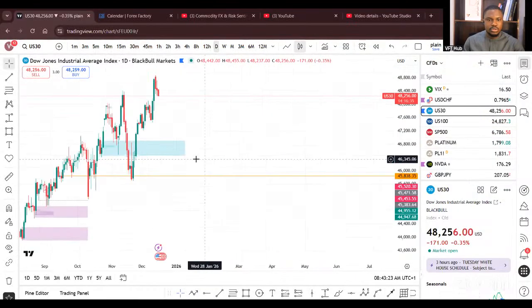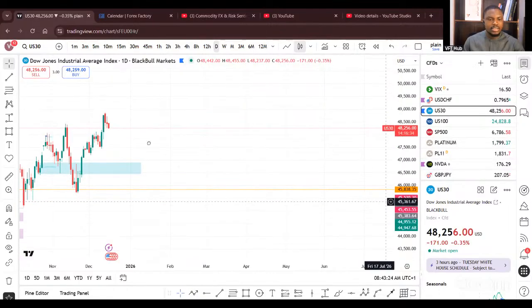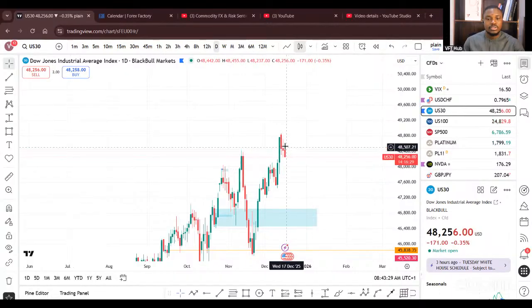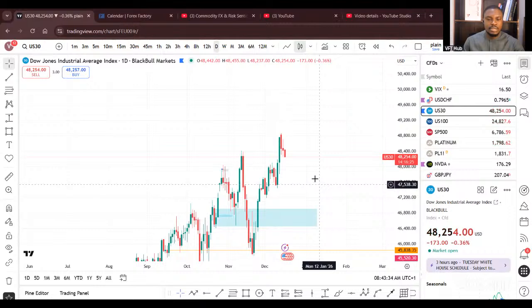Starting with the US 30, I believe you can see my screen now. With the US 30, we saw the market pumped to the upside and then we're seeing a sell-off. I believe this sell-off is temporary. Last week we saw the push to the upside, which was really amazing, right?